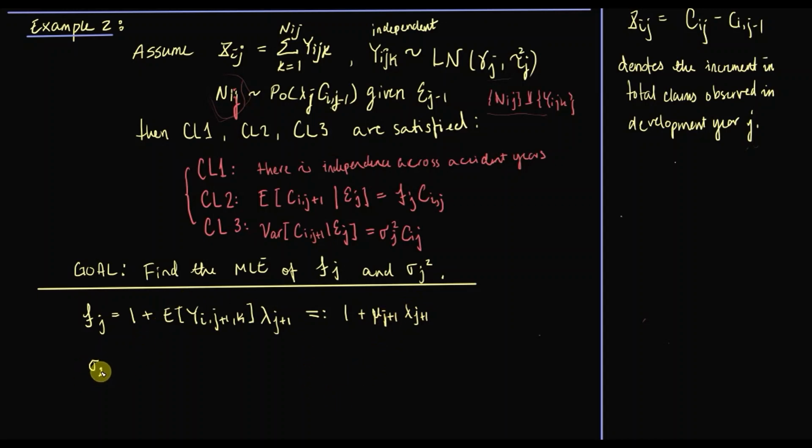We also have an analytical expression for the variance coefficients, given by the second moment of a claim size belonging to the j plus first development year, multiplied by lambda j plus 1. And we denote this second moment using the symbol kappa.